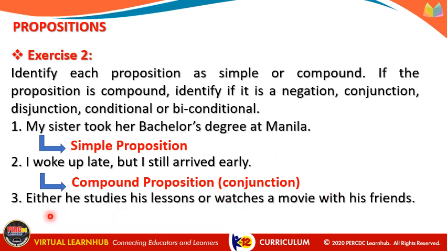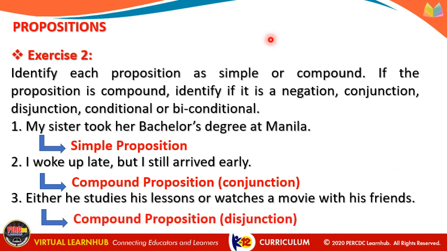Number 3, either he studies his lessons or watches a movie with his friends. You have two propositions here. He studies his lessons. The other one is he watches a movie with his friends. Two propositions connected by the word or. Thus, what you have is a compound proposition. Specifically, it is a disjunction.